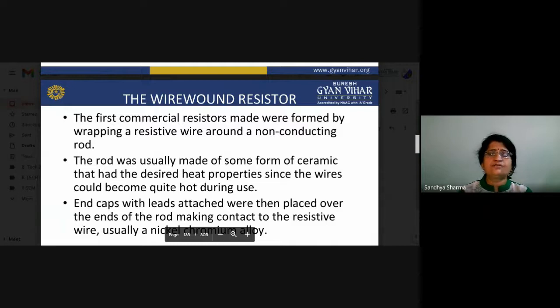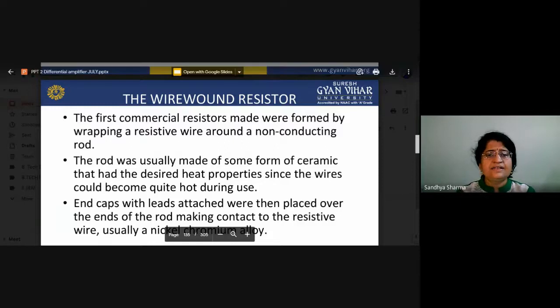The rod was usually made of some form of ceramic that has the desired heat properties, since the wires could become quite hot during use. If any current flows through that wire, the resistance will oppose the flow of current. So heat will be generated, and due to this generation of heat, that wire could become quite hot.